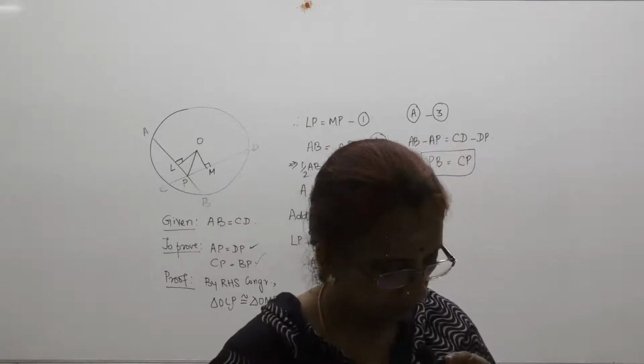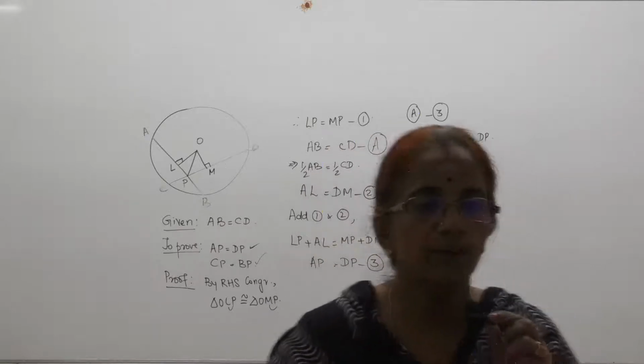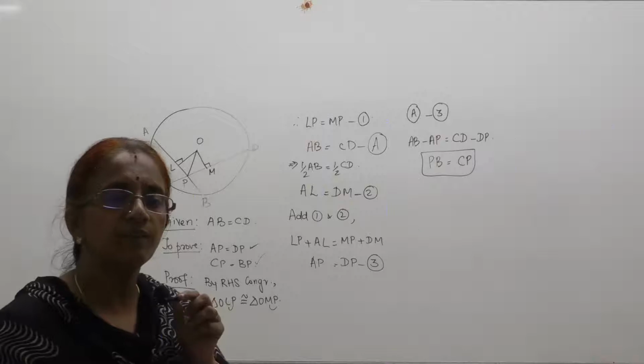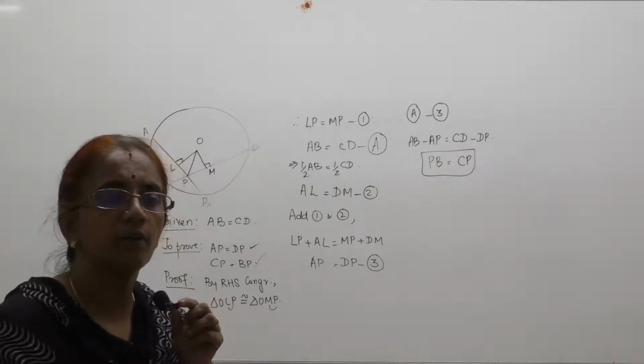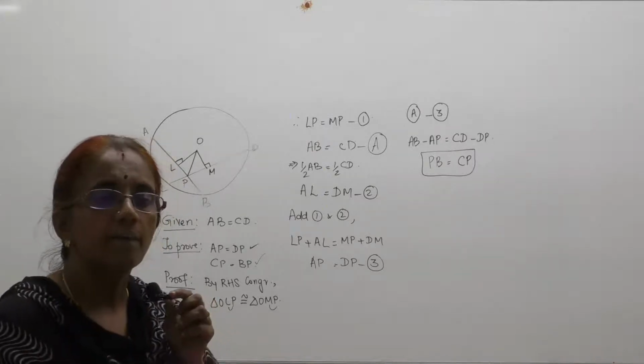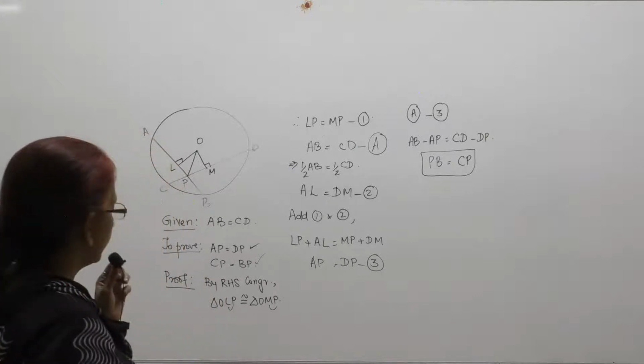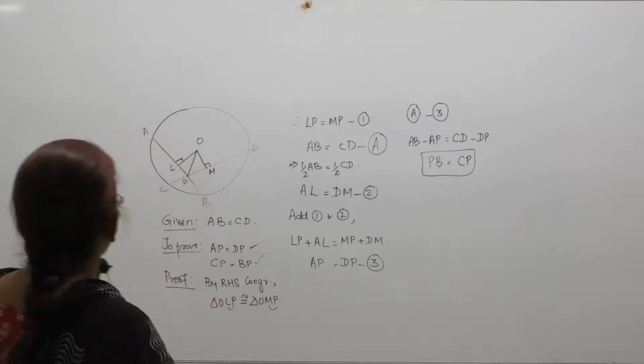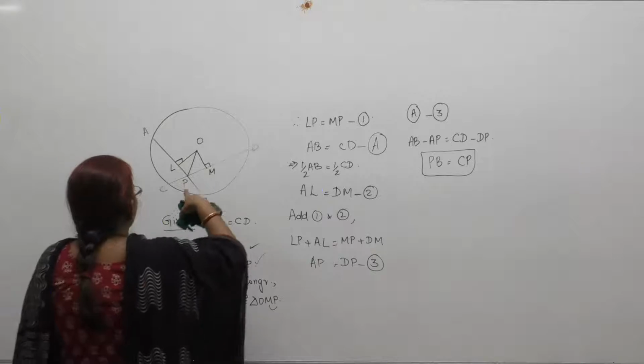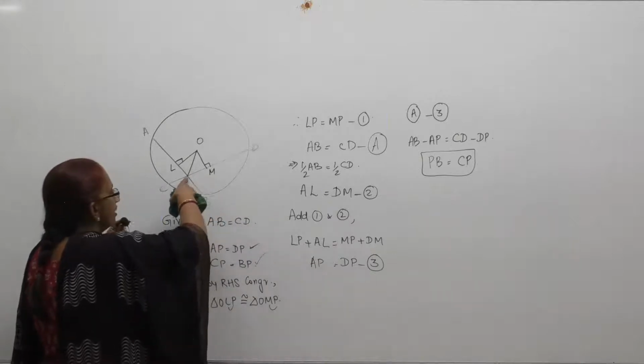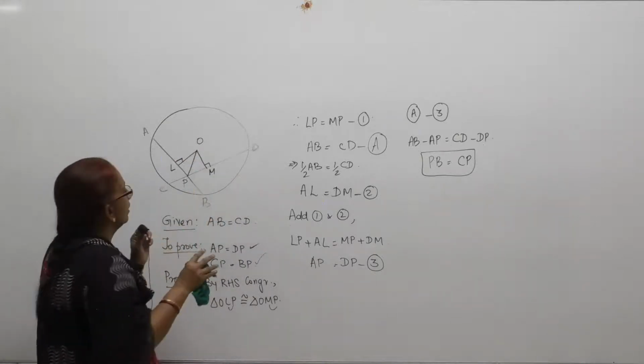Okay. Let's get on to the next one. If two equal chords of a circle intersect within the circle, prove that the line joining the point of intersection to the center makes equal angles with the chords. It's so easy. We have already done this problem. So the line joining the point of intersection with the center, same diagram you can make use.